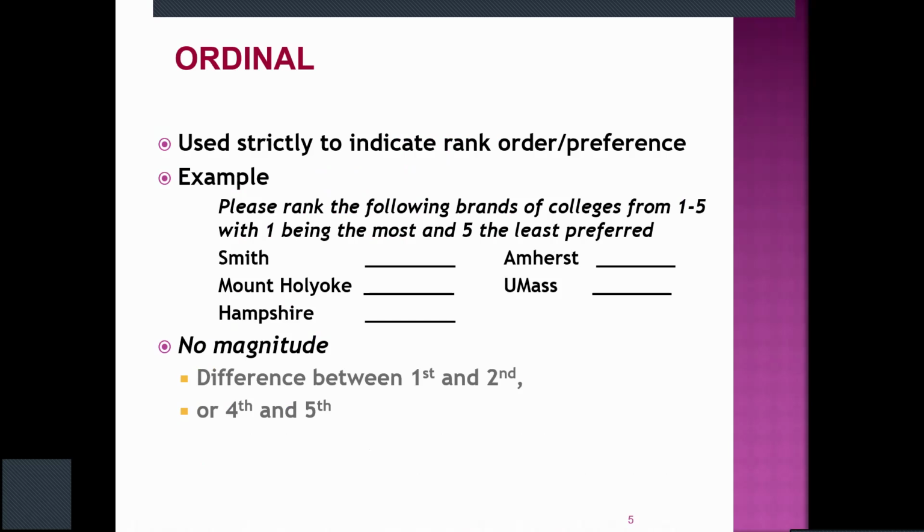Ordinal data has some kind of natural rank order or preference. An example of how we might generate this would be to say, please rank the following brands of colleges from 1 to 5. Now we have to tell people 1 in this case is the most preferred and 5 is the least preferred. Okay, hopefully Smith is number 1 for you.